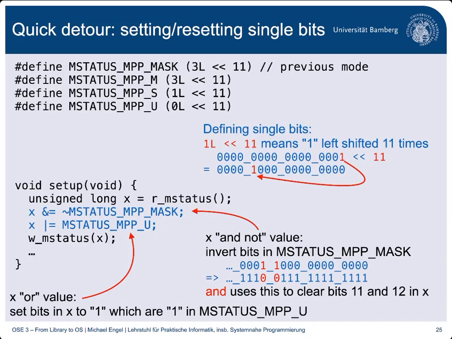A quick detour, which you might have already seen: how can we set and reset single bits in an integer? We've seen there are defines for mstatus MPP, the privilege mode for M, S, and U. And these have something which you see on top here, like 3L left shift 11. What the heck does this mean? Left shift 11 means we shift a value 11 bits to the left, of course. And this could be an arbitrary value as big as your registers. So 1L just means a long value.